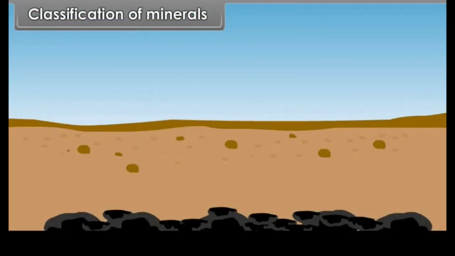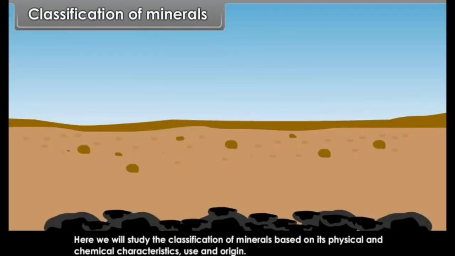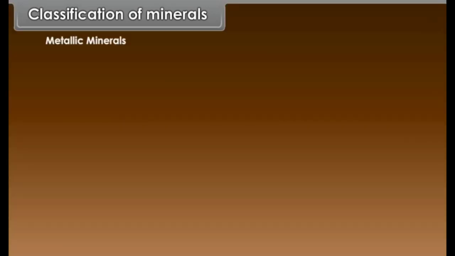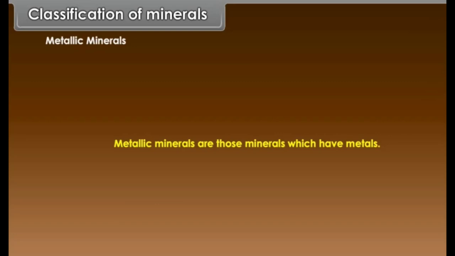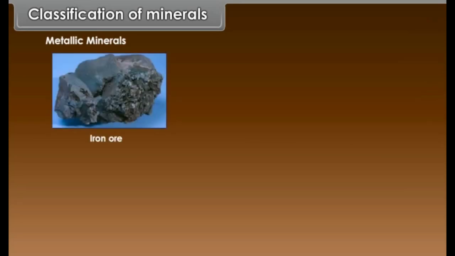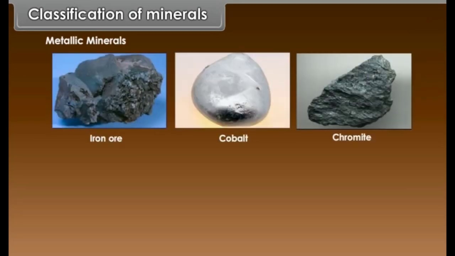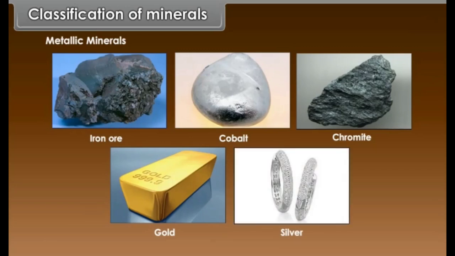Classification of minerals. Here we will study the classification of minerals based on their physical and chemical characteristics, use and origin. They are metallic and non-metallic minerals. Metallic minerals are those minerals which have metals. Example: iron ore, cobalt, chromite, gold, silver, etc.